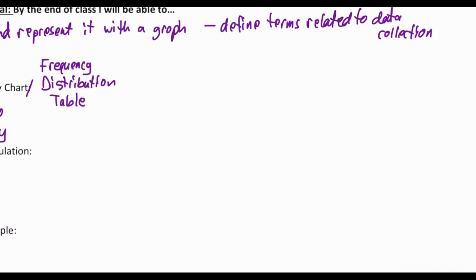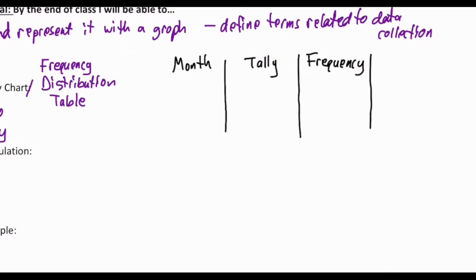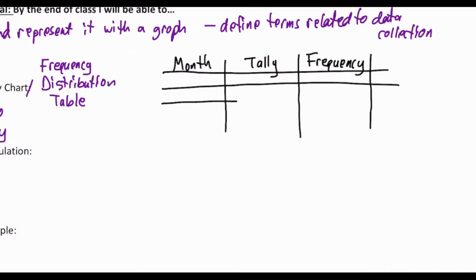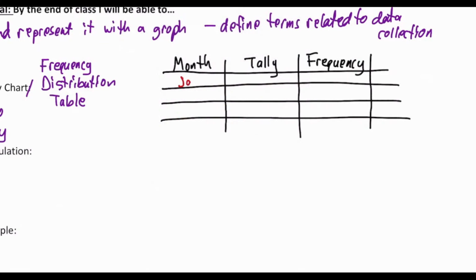And let's make a quick example and see what that looks like. In our example, we're going to look at the month in which students were born. We're going to have a column for tallies and a column for frequency. And just for the sake of having enough room on this handout, I'm only going to take a look at the first few months. So let's assume that we're only going to look at January, February, March, and April.